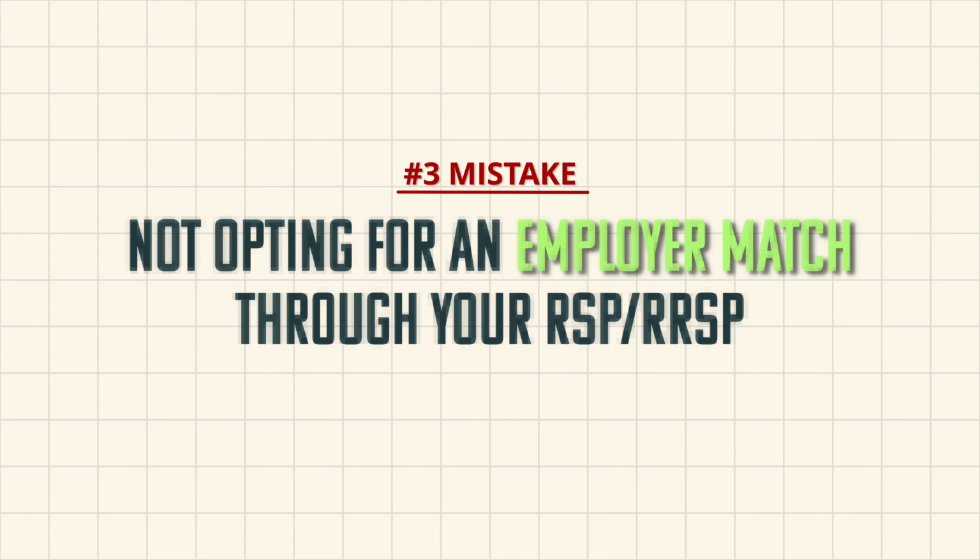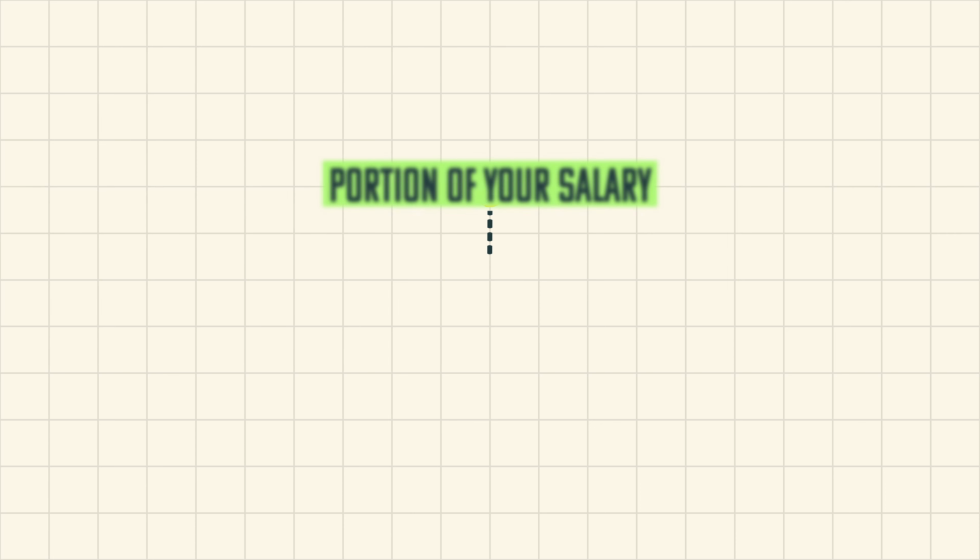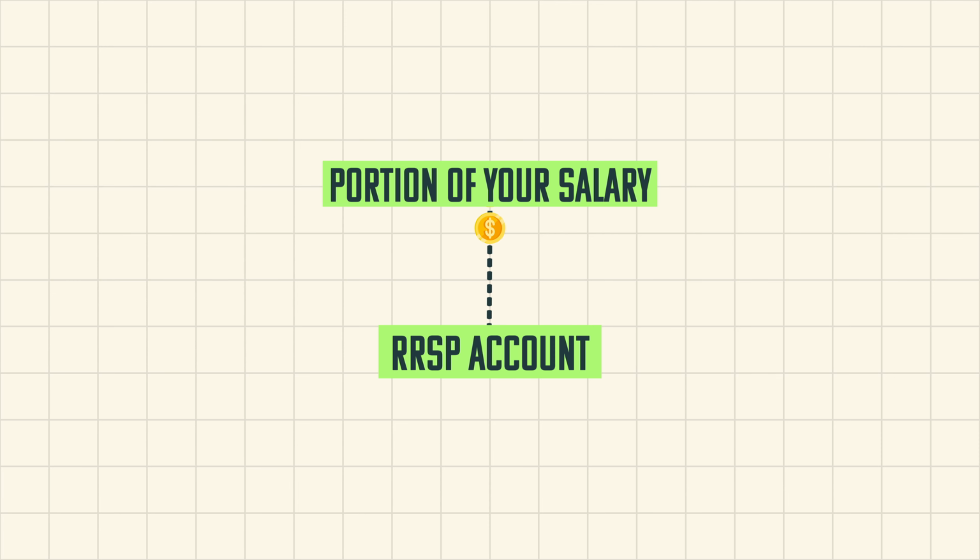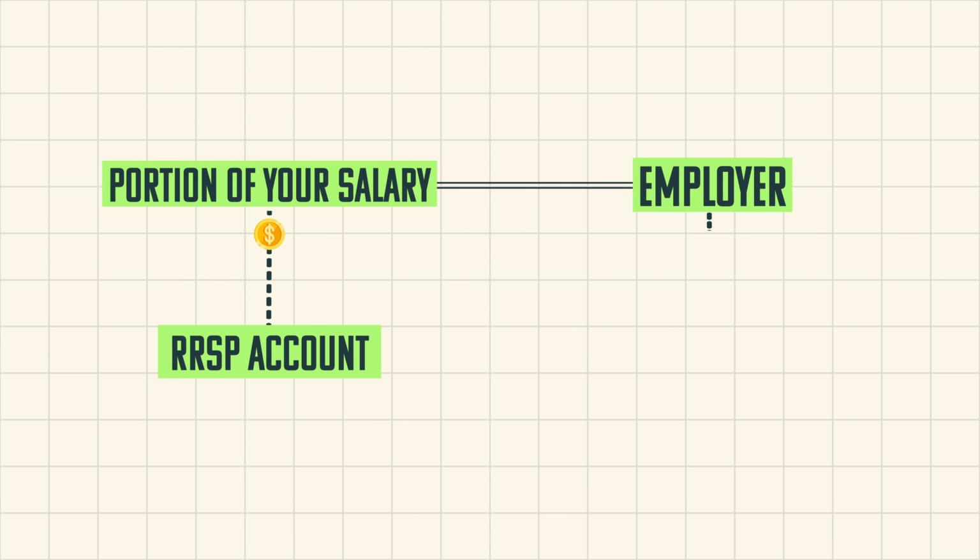Not opting for an employer match through your RSP or RRSP. If you're employed here in Canada, then you need to find out if your employer provides a match to your RSP or RRSP contribution or not. A lot of people take this for granted and just go with the default offering that the employer provides, which could potentially mean no contribution from the company's end, or you're leaving money on the table. Basically, the concept here is that you can choose a portion of your salary to be deposited into your RRSP account, and your employer would match that amount or a portion of that amount, which basically means free money.